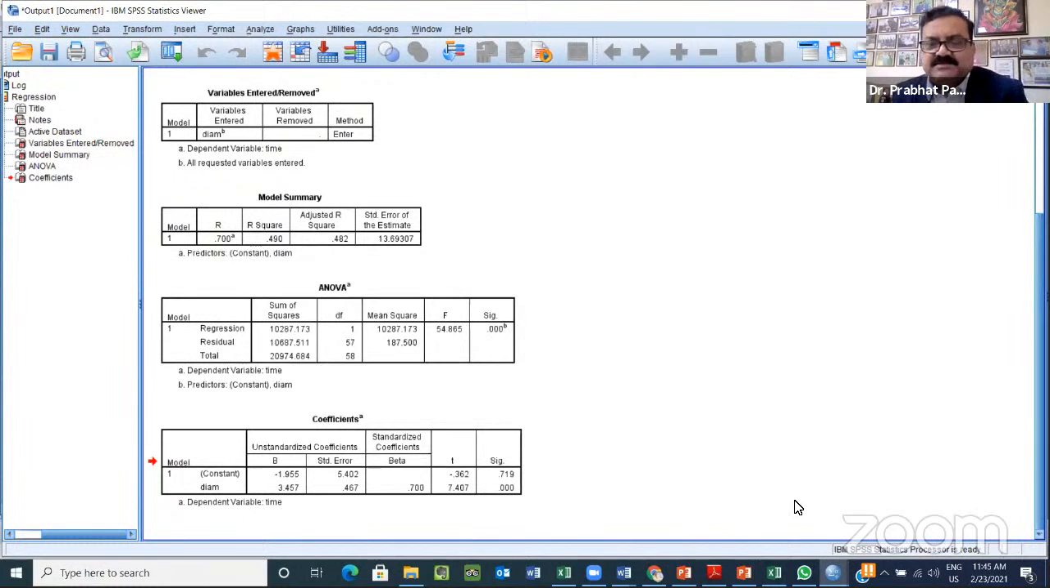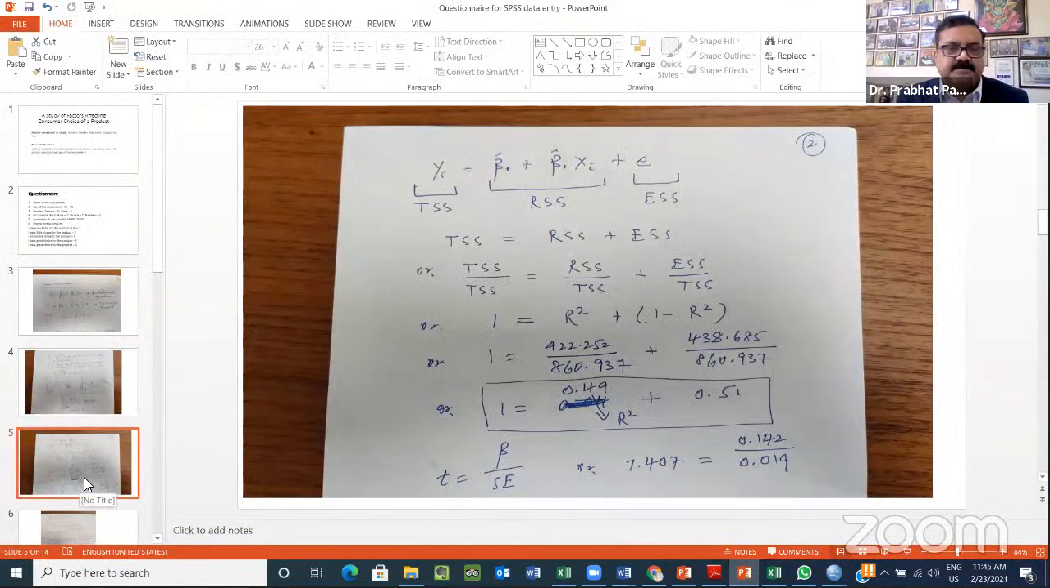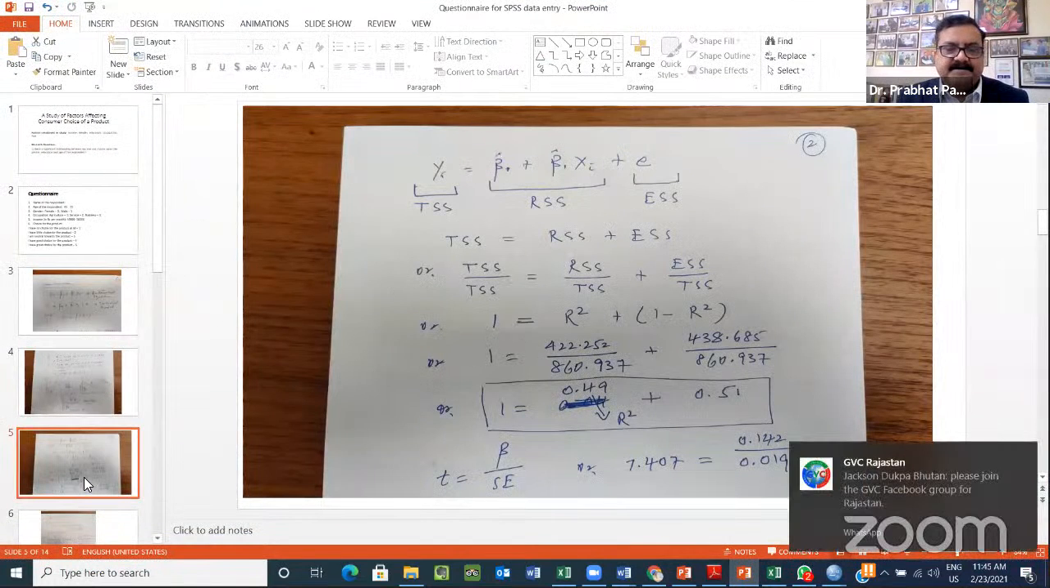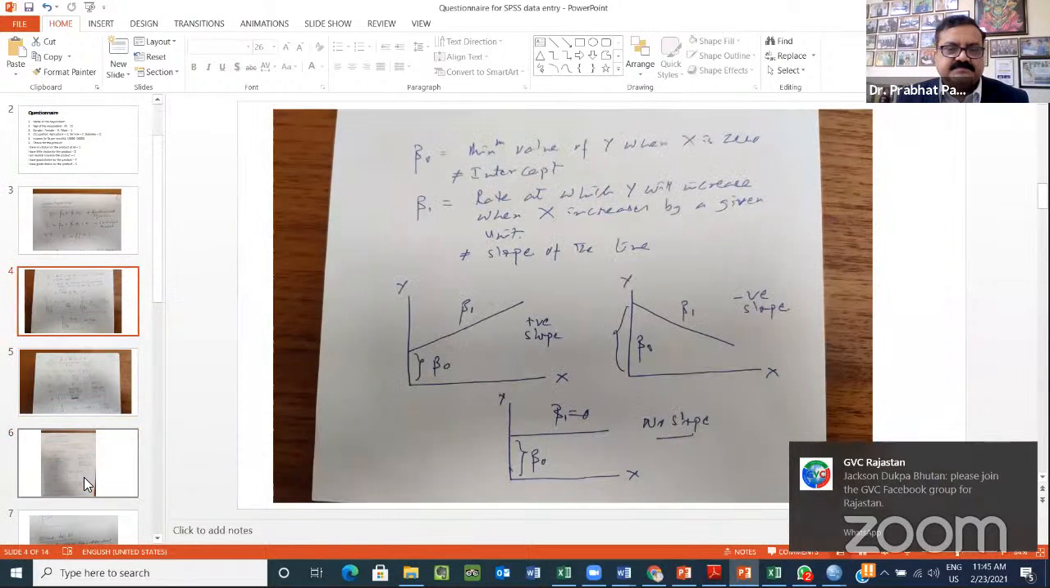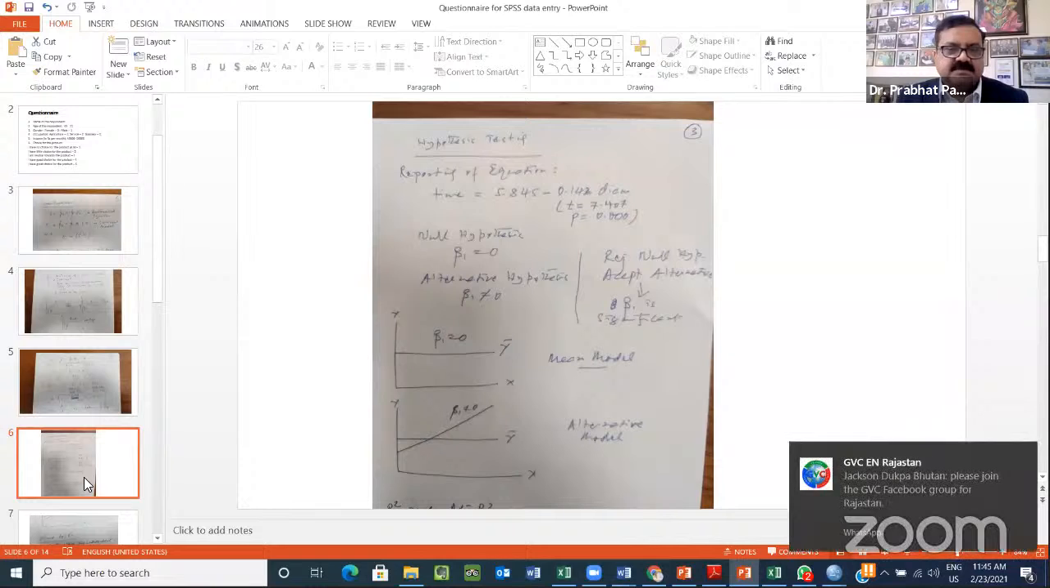Okay, Dr. Dipti. So let's start again right from the point where we left. We were talking about ANOVA and F-test. I think the F-test is clear, so we come to coefficient. These are the parameters. How do we report this equation? Yeah, so this is the reporting of the equation.